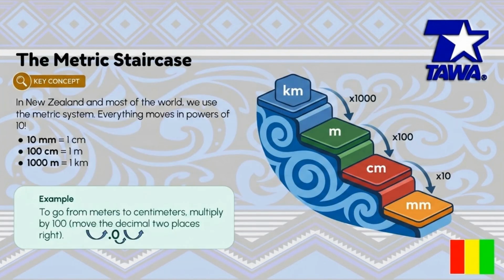We use the metric system, where everything moves in powers of 10. Remember the metric staircase. 10 millimeters equals 1 centimeter, 100 centimeters equals 1 meter, and 1,000 meters equals 1 kilometer.